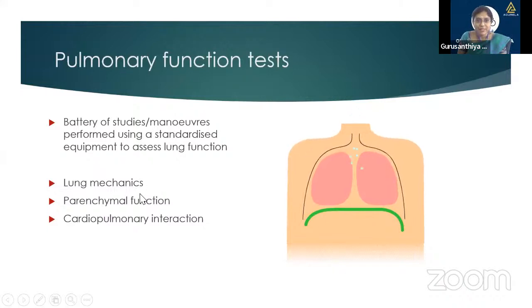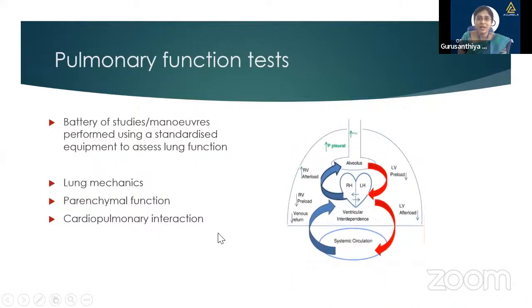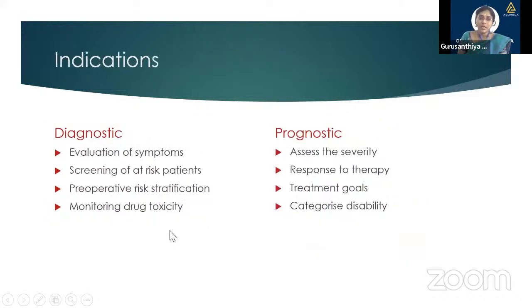One is lung mechanics, which involves measuring the lung volumes and capacities. The other one is gas exchange, which is primarily a parenchymal function. And third is the interaction between the heart and the lungs, between the right heart and left heart and the bilateral lungs, which involves the cardiopulmonary interaction. The indications for pulmonary function test include diagnostic as well as prognostic.